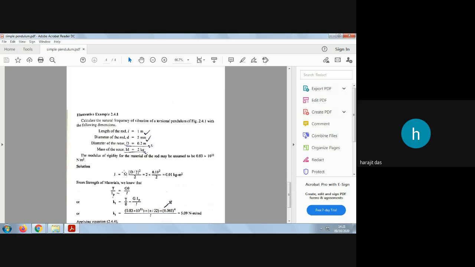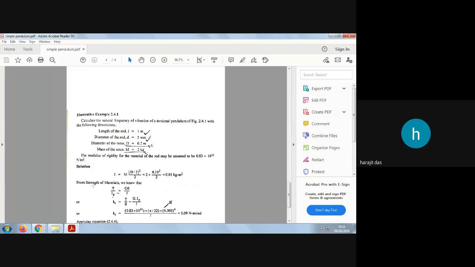First, you will find the mass moment of inertia. So I is m r square by 2, where r is d by 2. The mass moment of inertia of a solid disc is m r square by 2, so for r we write d by 2. You will get 0.01 kg meter square. Understood?